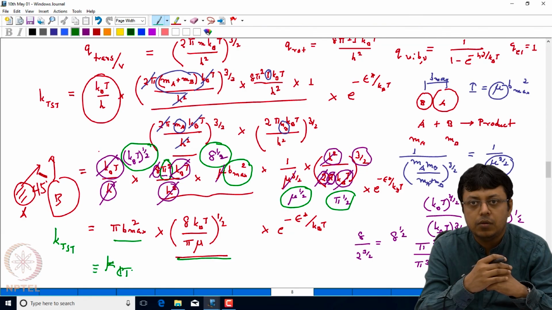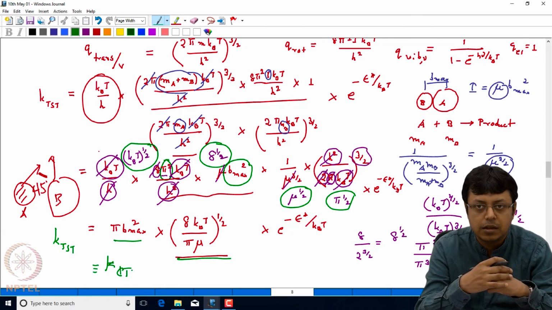So now we'll see the thermodynamic aspect of the transition state theory.